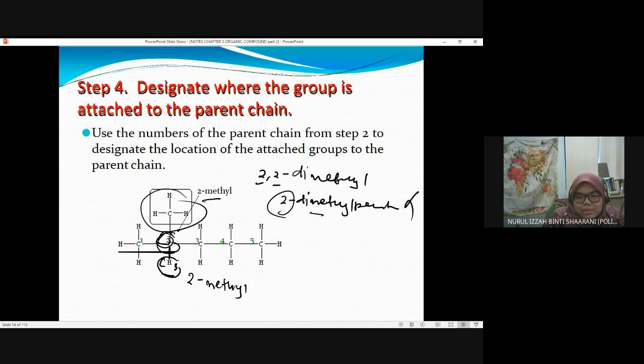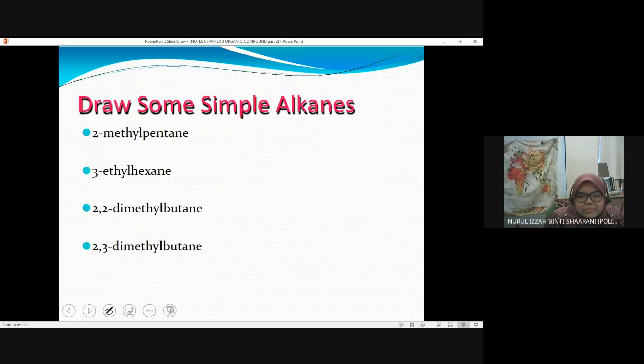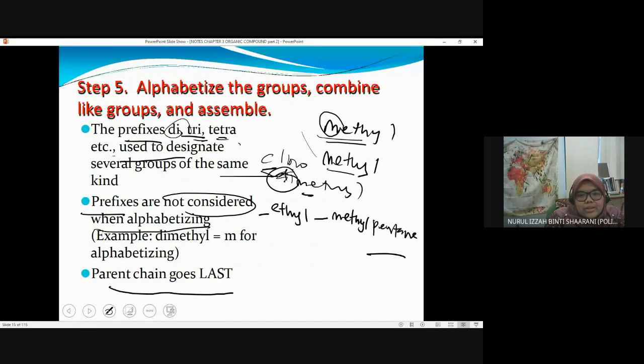Sometimes bila kita tanya student, kenapa awak tak letak lagi satu nombor tu? Kan dia ada 2 kali bonded pada carbon number 2. Oh, kan dia sama, tak payah letak. Dia tak ada macam tu. Sebabnya, di ni referring to 2. So you have to write down both numbers. Okay, before we proceed with the drawing, do you have any question?